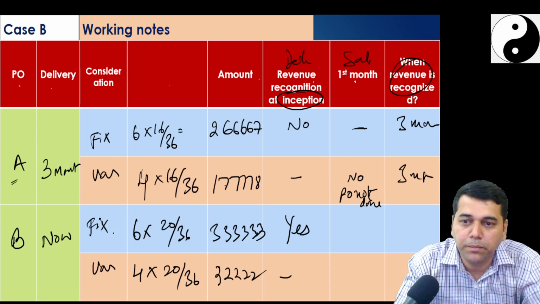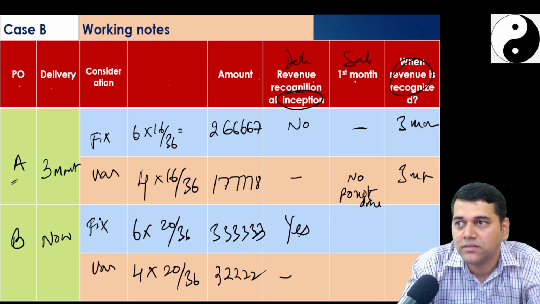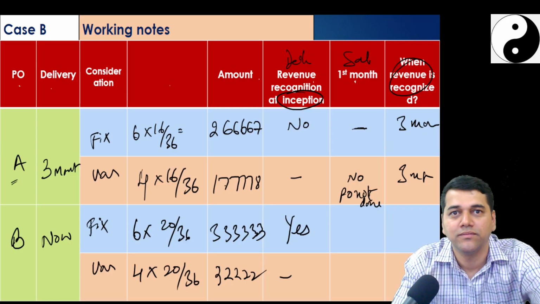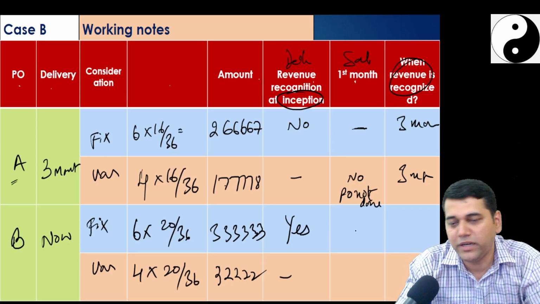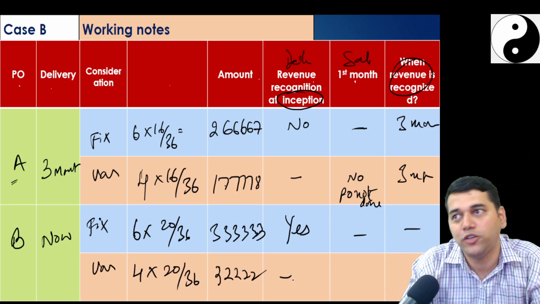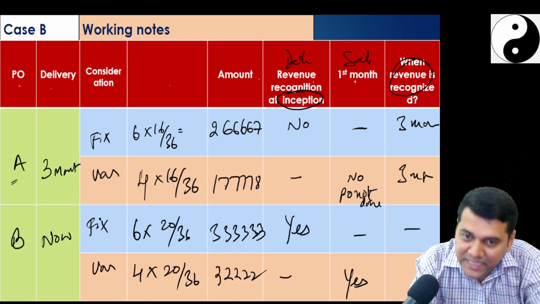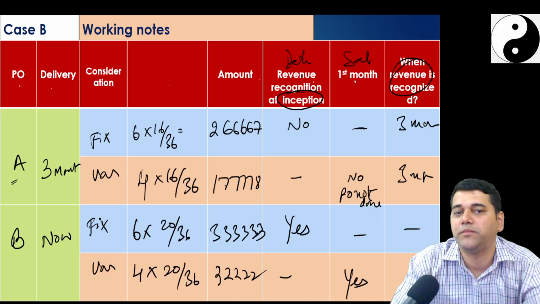Now let us talk about B. At the inception, will you recognize? Fixed consideration, yes, because you transferred. Fixed you will recognize. So the moment you recognize, no further question. Variable, will you recognize at the inception? No. Even though you have transferred, sales didn't happen. Will you recognize in 1 month? Yes. Afterwards, it doesn't come into the picture.